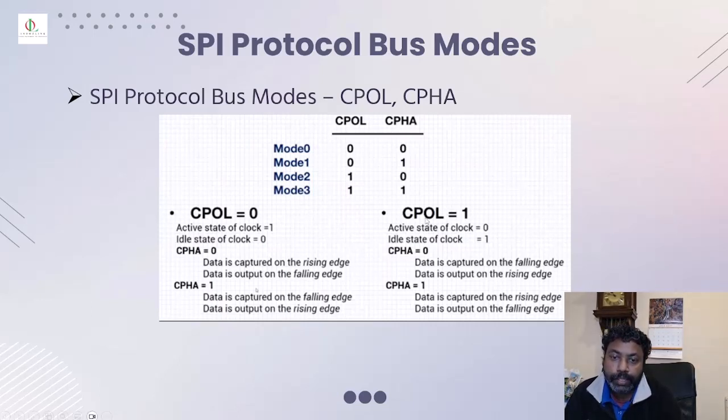The difference with clock polarity 1 is that the active state of the clock is 0 and the idle state becomes 1. In this case, it's the reverse of the previous condition. With clock phase 0, data is captured on the falling edge and data out is on the rising edge. With clock phase 1, data is captured on the rising edge and data output is on the falling edge.